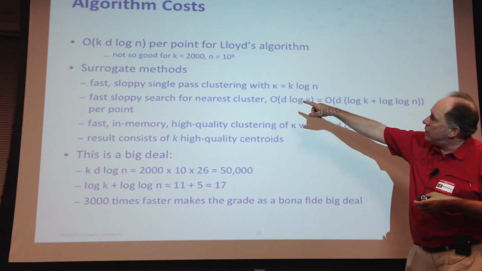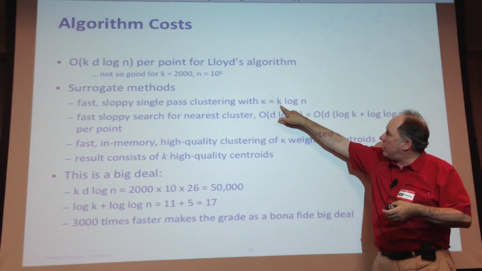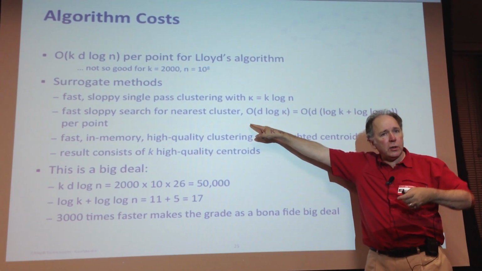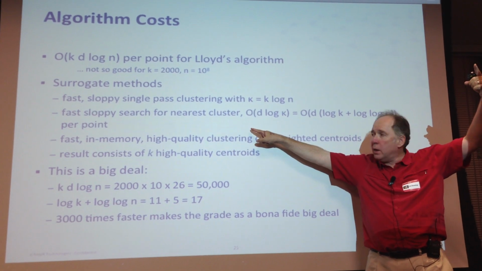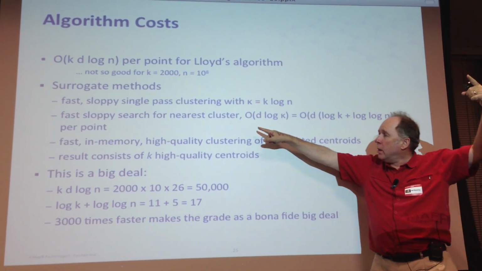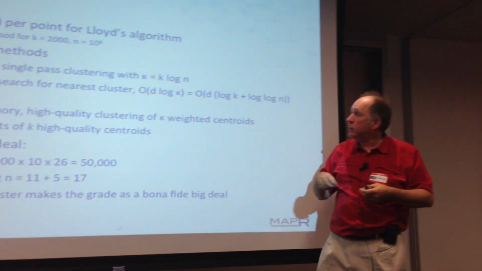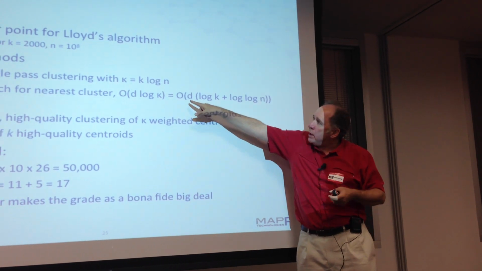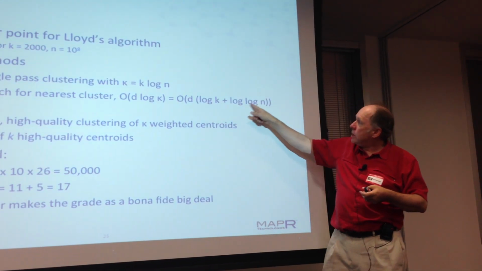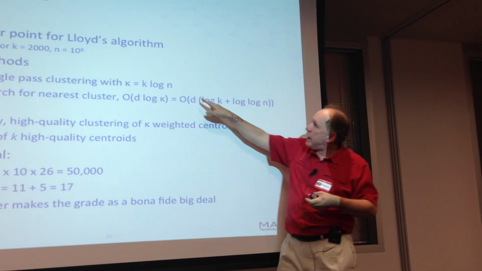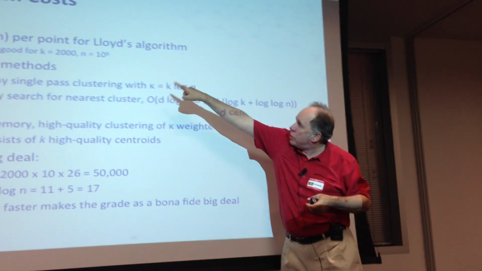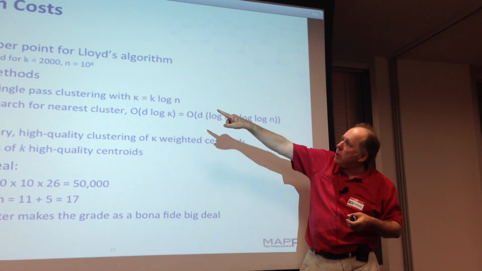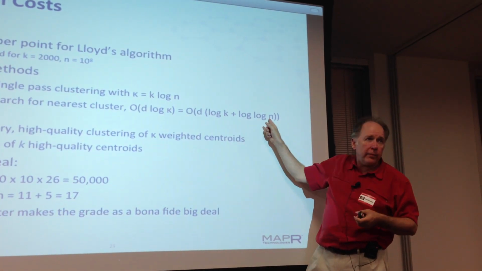The surrogate methods do a fast thing with a kappa of k log n. They do a fast, sloppy search using those approximate methods that I mentioned a while ago for the nearest cluster, which gives a close enough cluster. And so that's order d log kappa, which is order of d, and the d is the same, times log k plus log log n. So instead of k in this order up there, kd log n, we now have log k. And instead of log of n, we now have log log n.